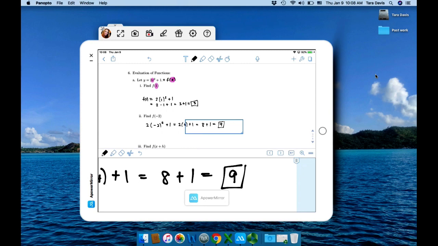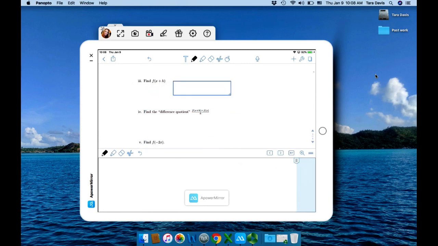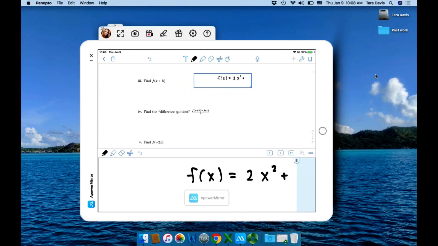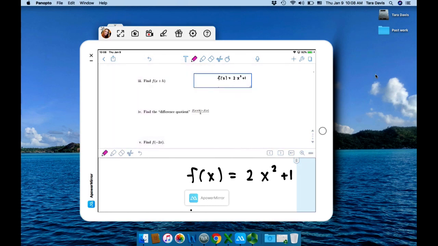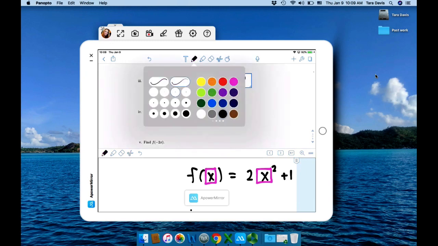Okay. So next we're going to do f of x plus h. So remember, I'll keep it here. f of x equals 2x squared plus 1. Okay, so I can think that wherever I see the x, which is only here, I have my rule that lets me know what to do with it. Okay, so let me change back to my black pen.